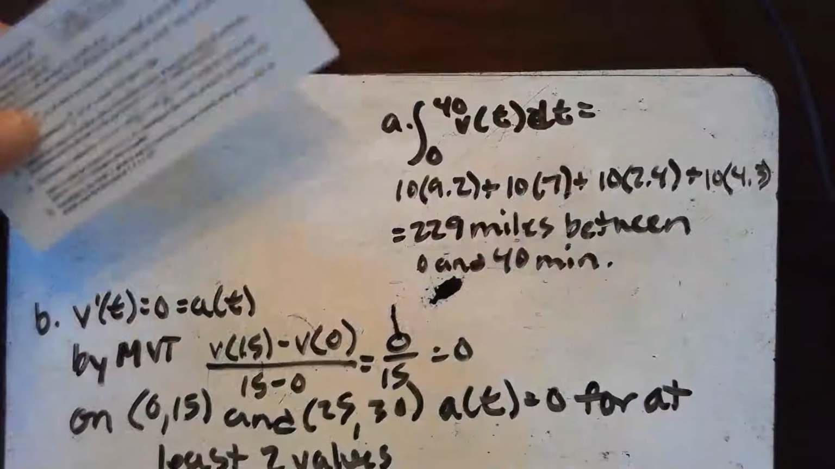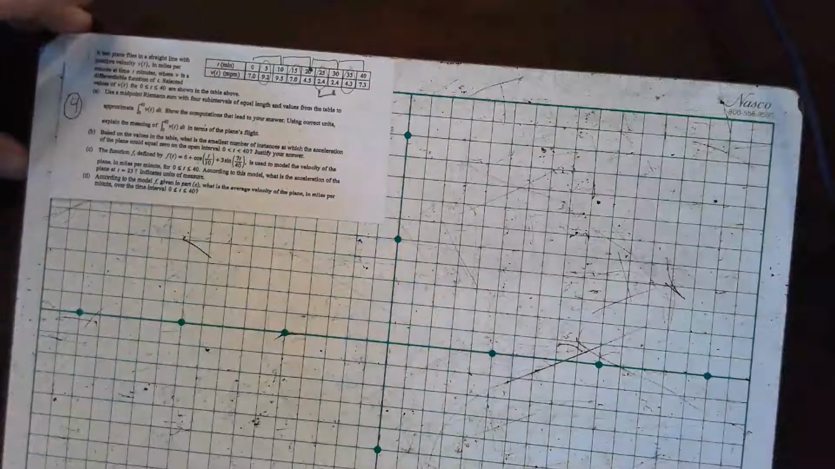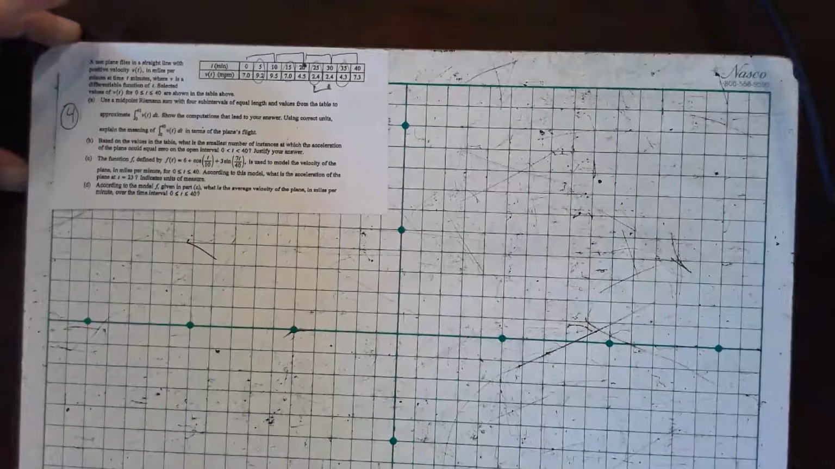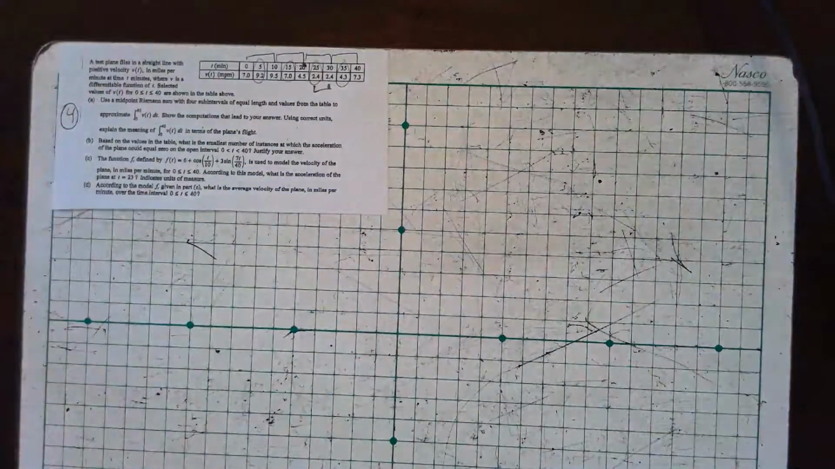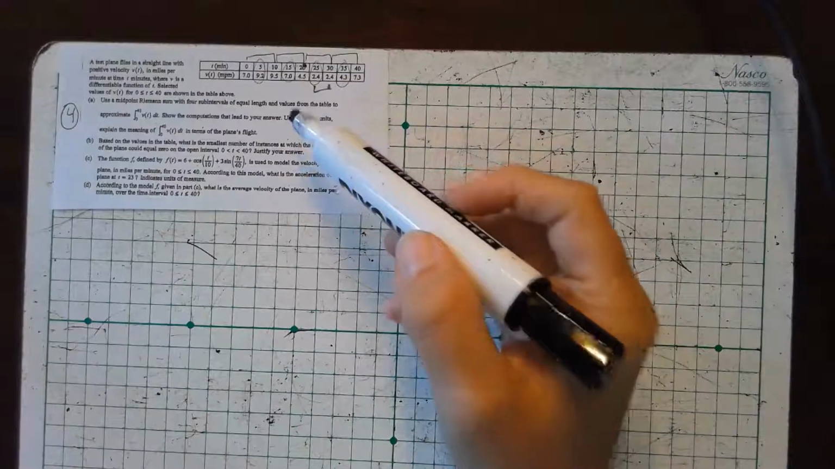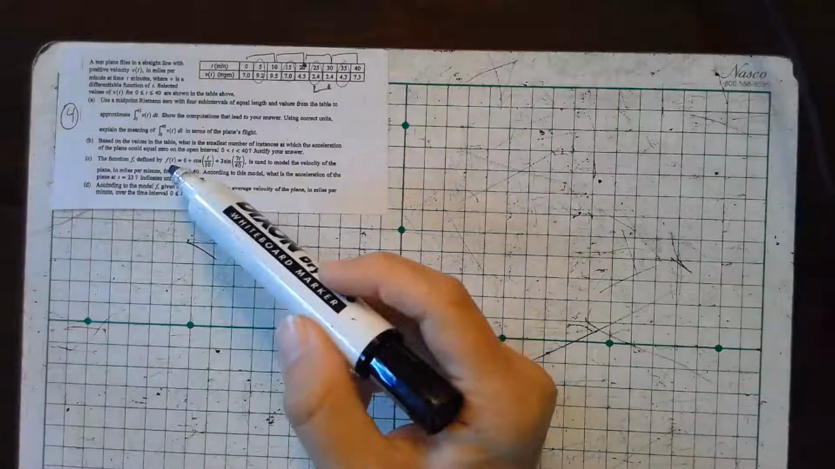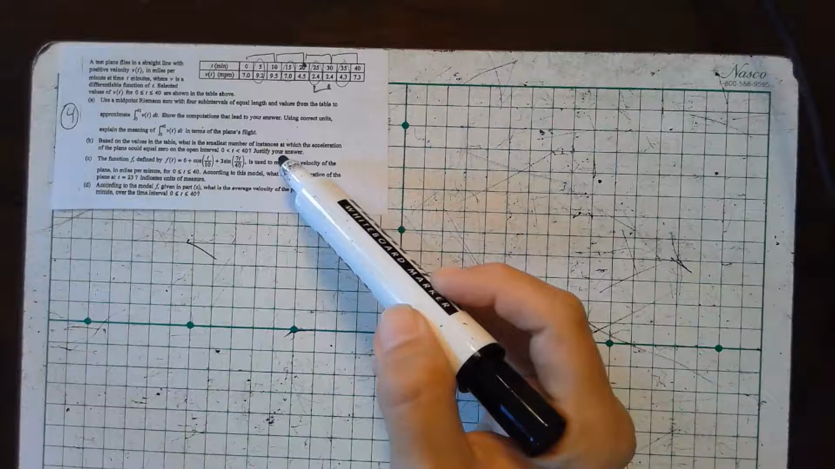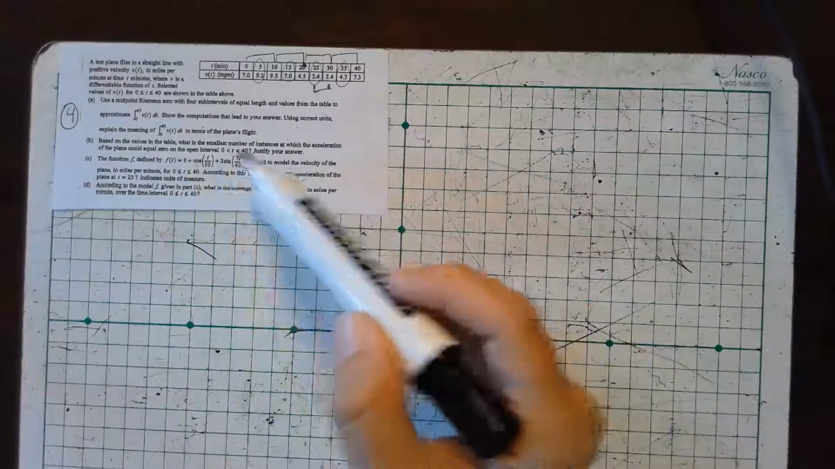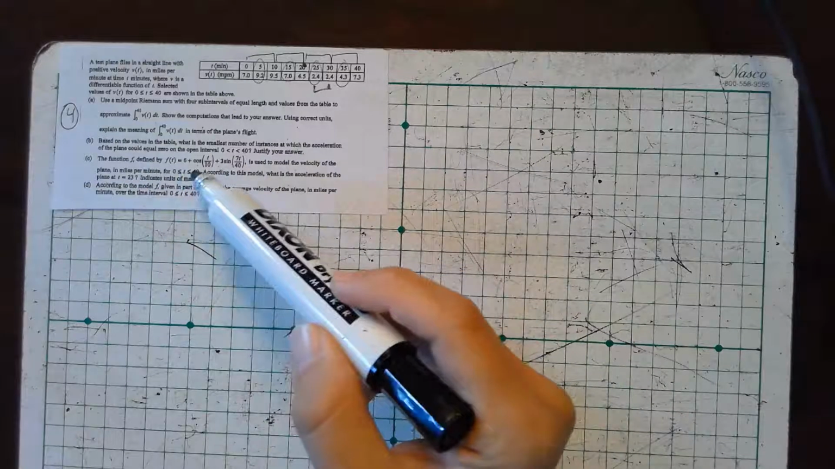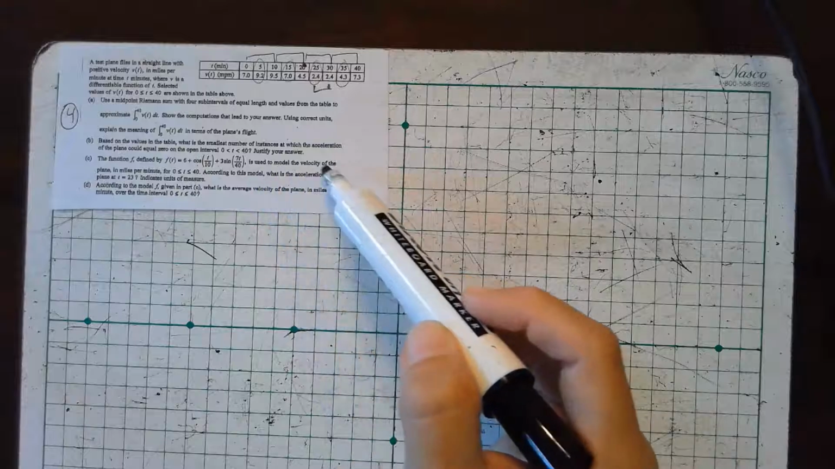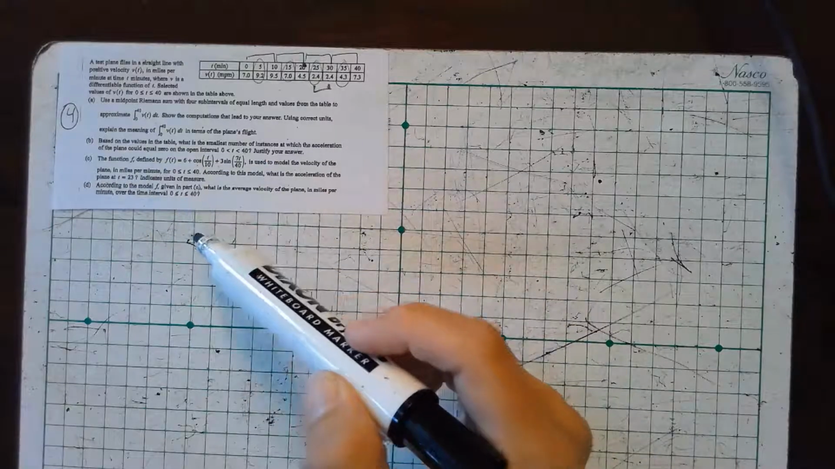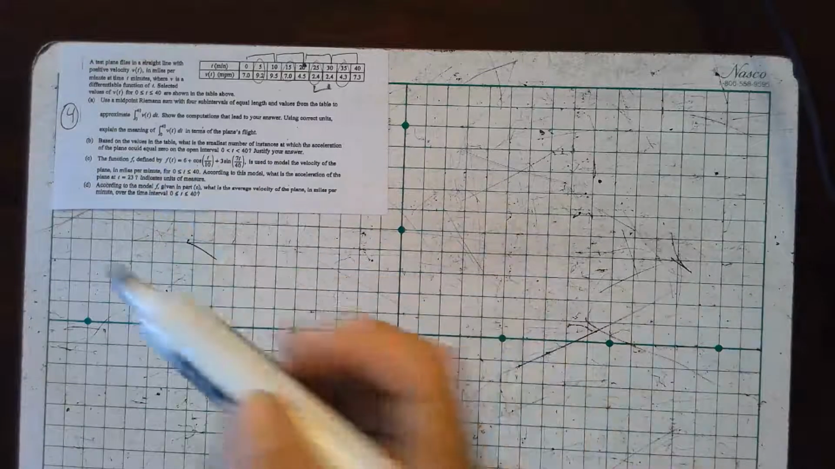All right, part C. And this one is another calculator one. Now, obviously, you can't do A without a calculator. You actually have to show all your work for that Riemann sum. All right, the function f defined by is used to model the velocity. So we got to know this is the velocity of the plane in miles per minute. According to this model, what is the acceleration of the plane at t equals 23?